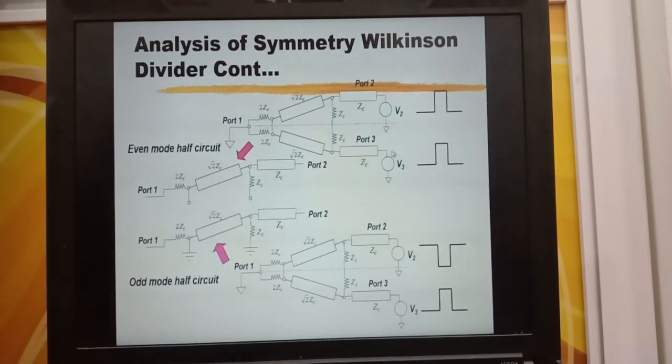Under even mode excitation, where V2 and V3 have exactly the same magnitude and phase, the voltage at this point and the voltage at this point will be the same. That means there's no potential difference between these two points, and therefore no current flow between port 2 and port 3. In other words, the center point is equivalent to an open circuit, since no current can flow through the resistor.